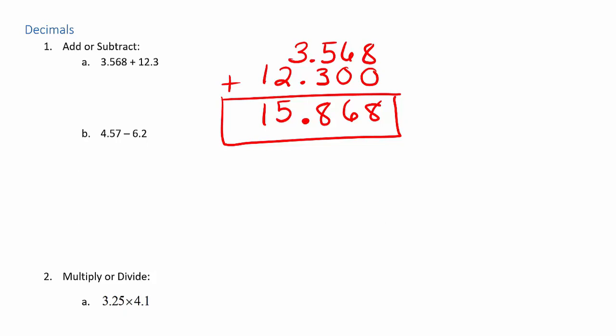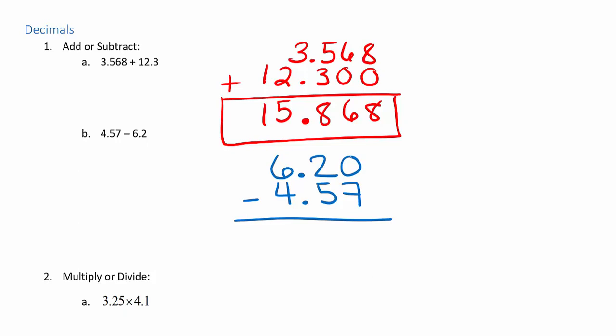We want to make sure the decimal lines up. But when you're doing subtraction, make sure that you always put the bigger number on top. So the 6.2 has to go first, and then the 4.67. And then I'm going to subtract. Now here, it really helps me to put in that 0 after the 2 so I can do the subtraction.